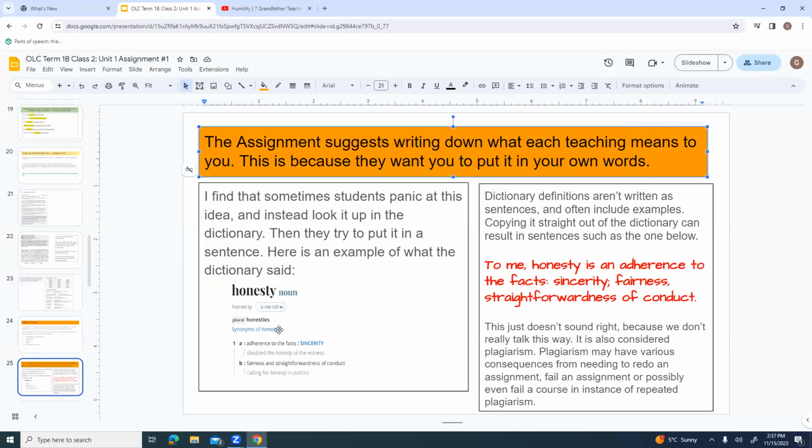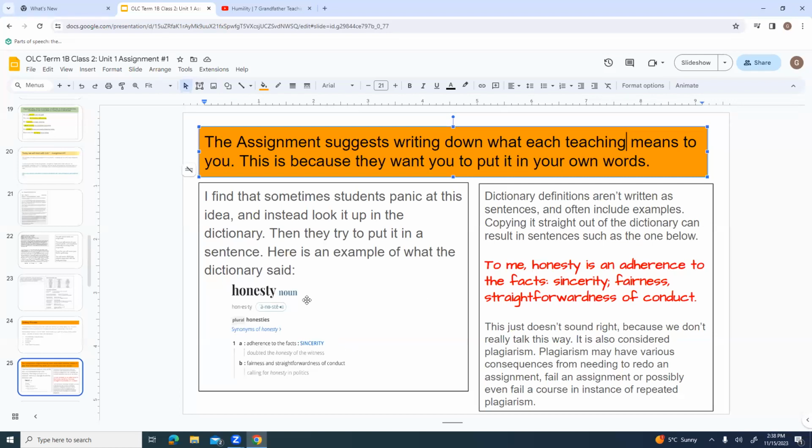Here's the plural. You could click on this blue link and it would give you some synonyms for the word honesty. Here is their first definition. 1A, adherence to the facts, sincerity. Okay. And then they give you an example. Someone doubted the honesty of the witness, or it could be B, fairness and straightforwardness of conduct, calling for honesty in politics. And you can see in their examples, in this particular dictionary, they didn't even write a full sentence. So that would be a great one to copy.